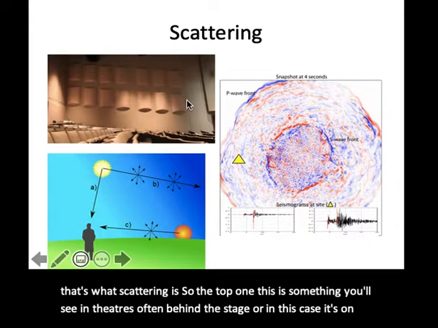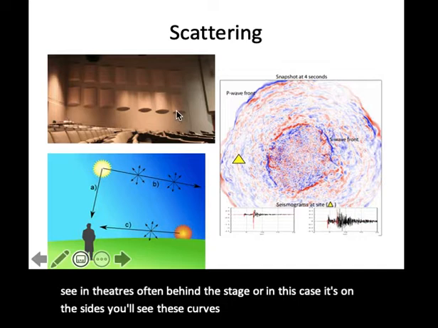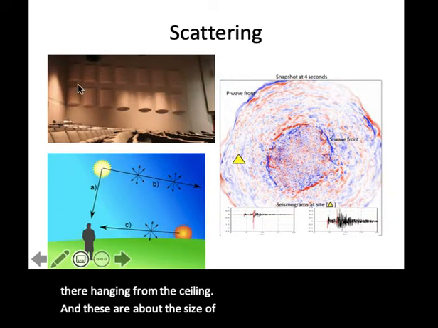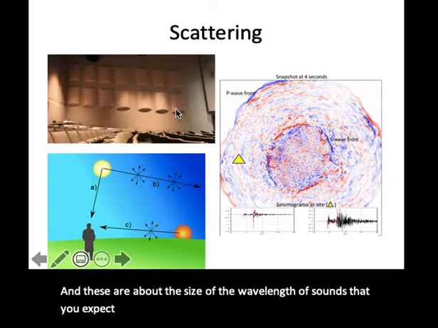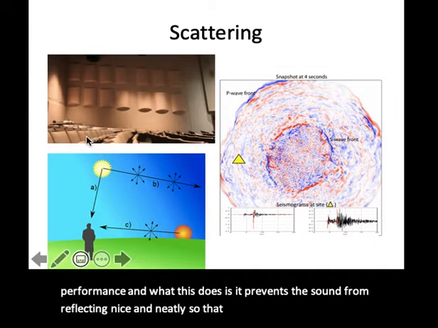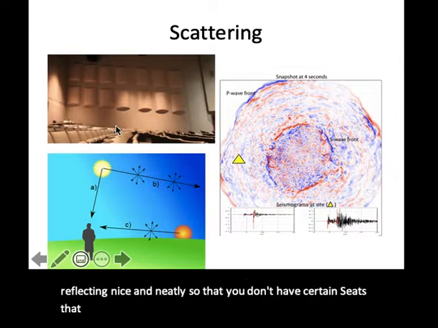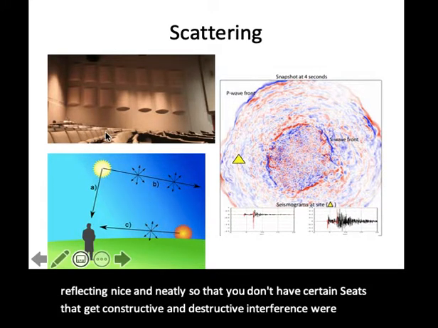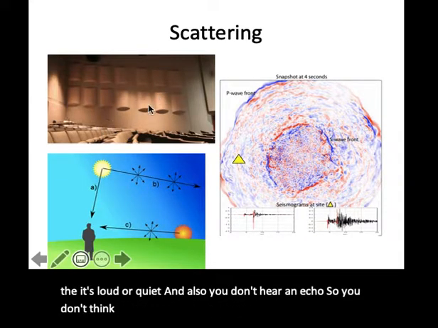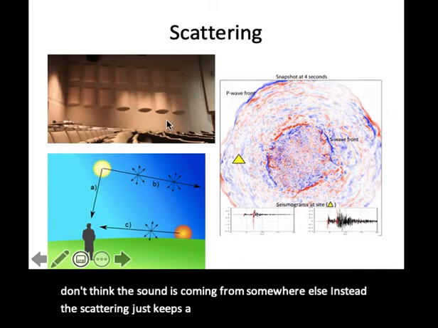You'll see these curved surfaces. Sometimes they're hanging from the ceiling, and these are about the size of the wavelength of sounds that you expect to hear in a theater production or an orchestra performance. And what this does is it prevents the sound from reflecting nice and neatly, so that you don't have certain seats that get constructive and destructive interference, where it's loud or quiet, and also you don't hear an echo, so you don't think the sound is coming from somewhere else. Instead, the scattering just keeps a uniform distribution of the sound waves in the room.